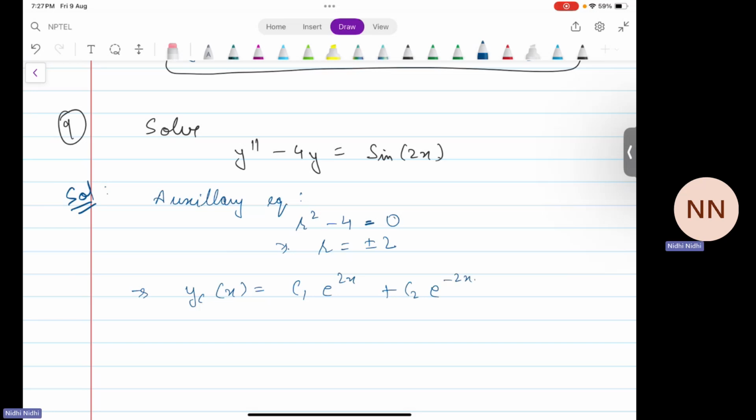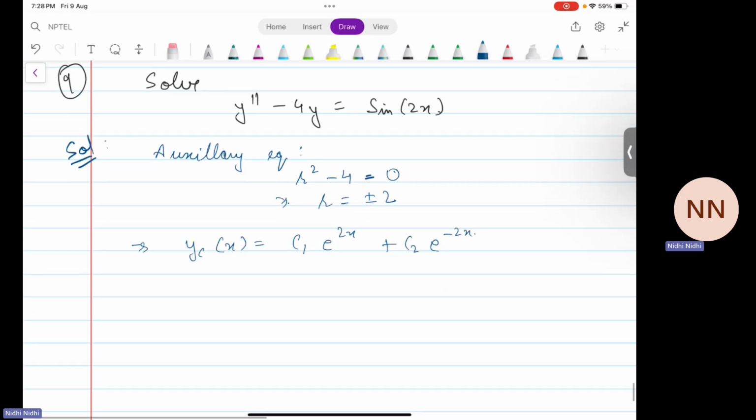Next aim is to find the particular solution. Similarly, as we had a specific case when the nonlinearity is e to the power ax, we knew we can find the particular integral by just putting the value of D to be equal to a. Similarly, for the case when we have nonlinearity of the form sine ax or cos ax, in that case we just replace D square by minus a square. So let's see how we'll find the particular integral in this case.